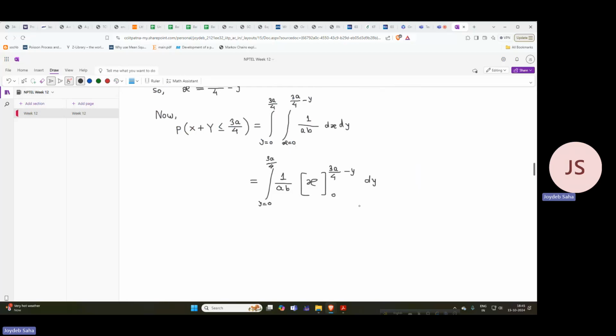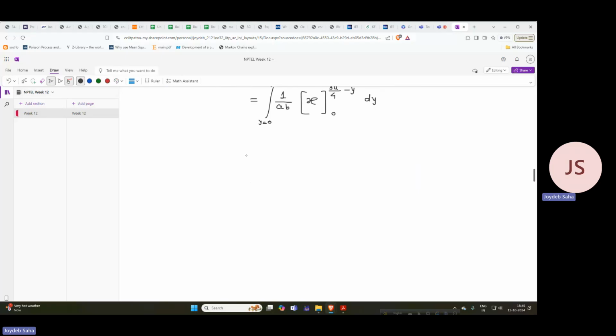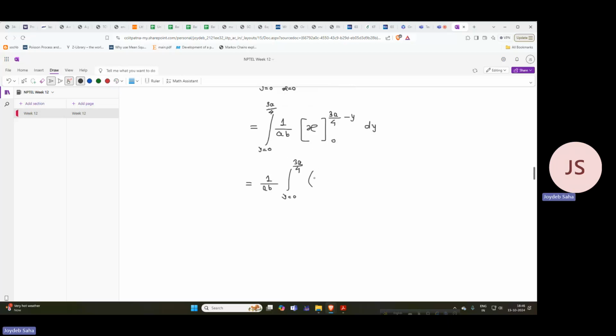Okay, so this will be equal to 1 upon ab, y is equal to 0 to 3a upon 4. Here it will be 3a upon 4 minus y dy. Fine.